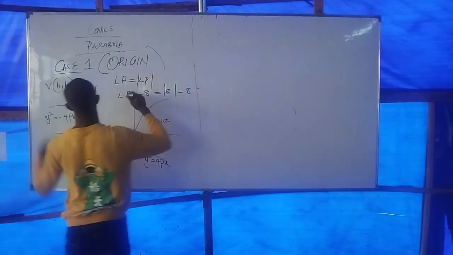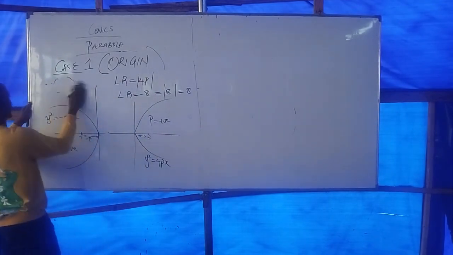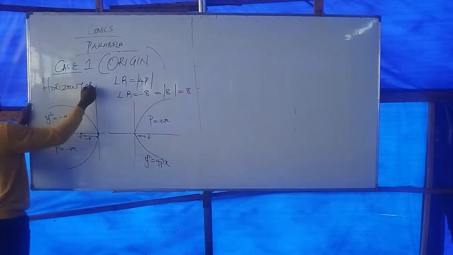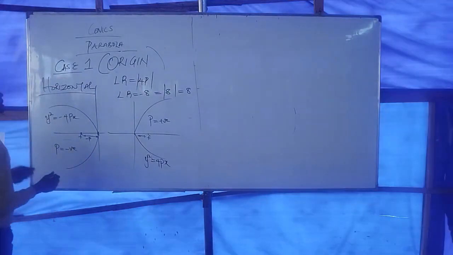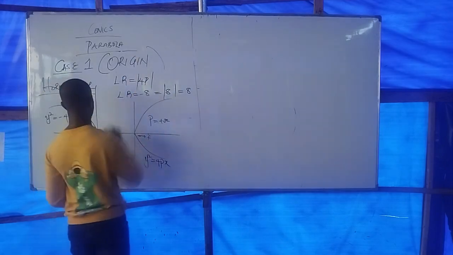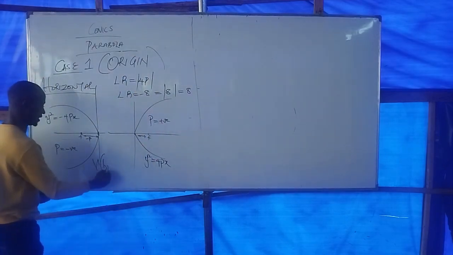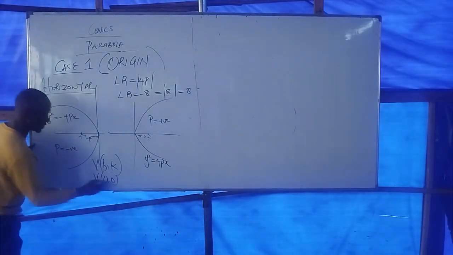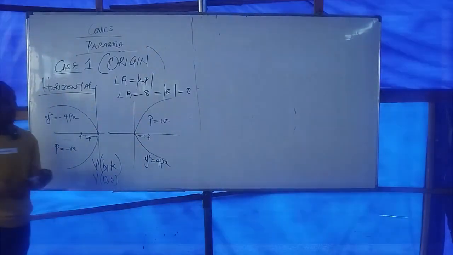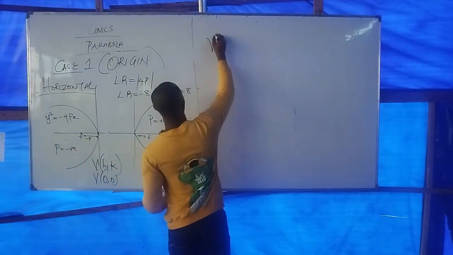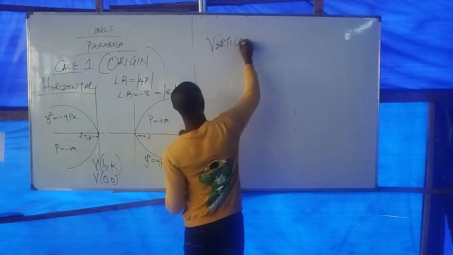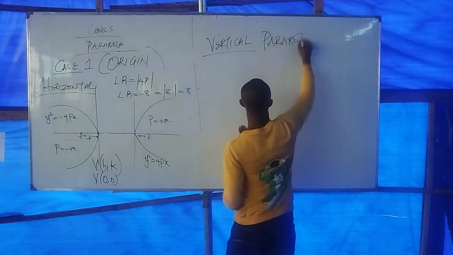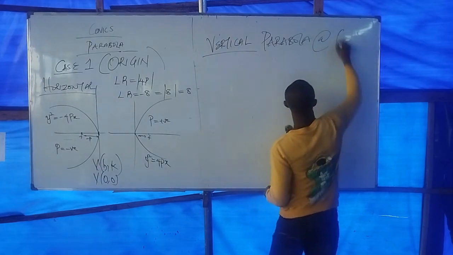okay, let's call this first one, this first case, horizontal, right? This is horizontal. Okay. Don't forget that our vertex still remains what? H, k. But for this kind of parabola here, our vertex is what? 0, what? 0. Because why? The parabola is at the origin. Now, let's look at vertical. Vertical parabola. At the origin.